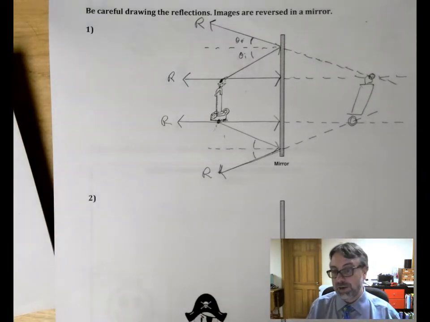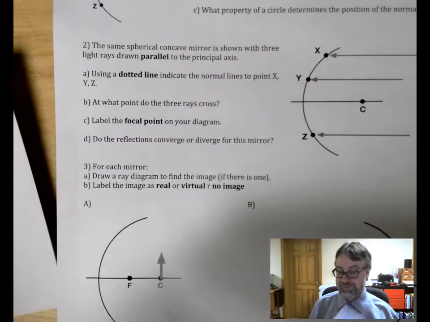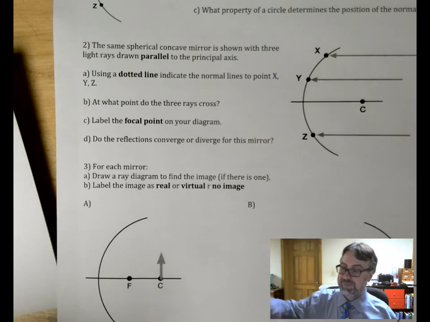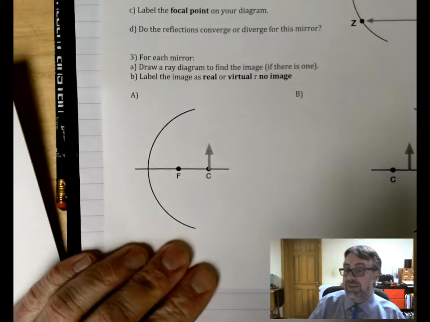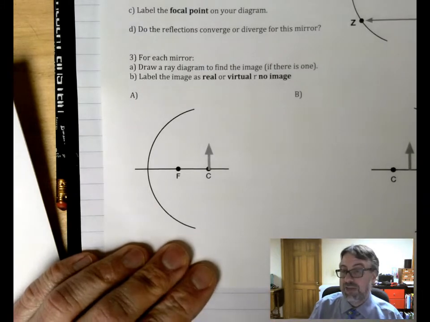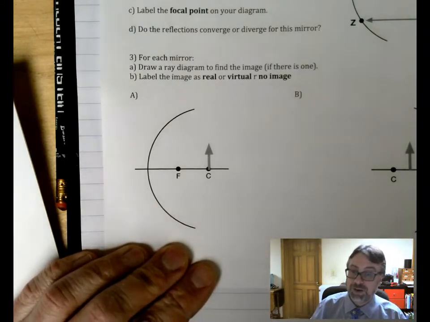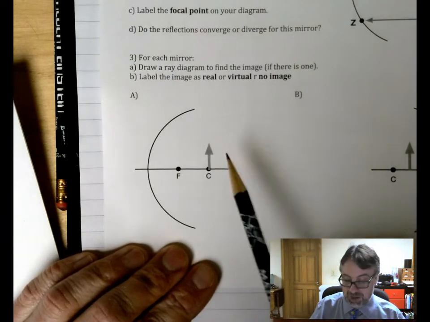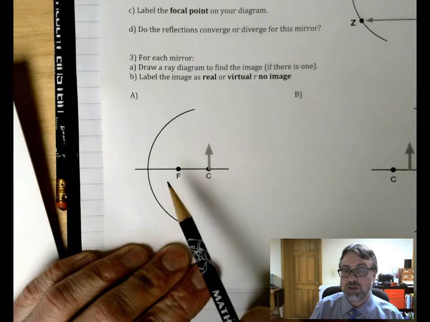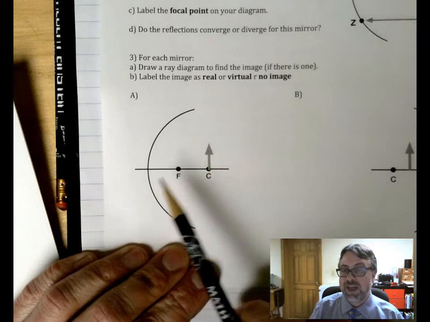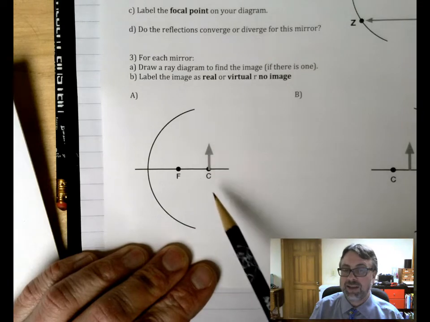I want to do now one of the concave mirror examples. And these are actually easier because we have our 3 rules. You should have them written out in front of you as a reference. I'll try to write the rules down as we go. So here, this gray arrow here is my object. It's on the center of curvature. Here's my focal point, which is halfway between the mirror and the center of curvature. And here is a spherical concave mirror.